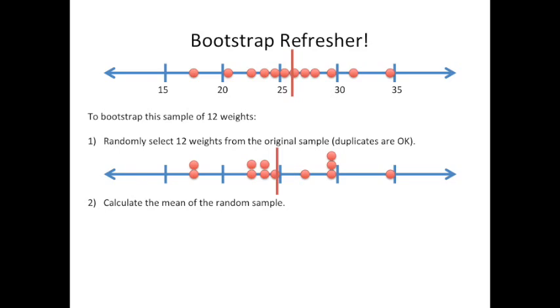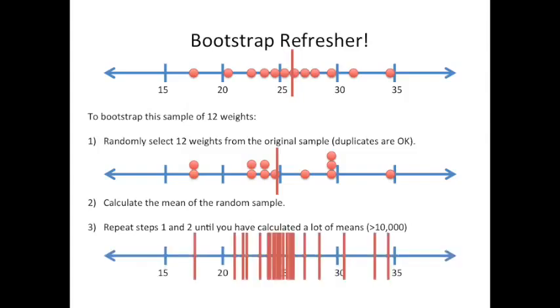Now we calculate the mean of the random sample. After we've calculated the mean of our first random sample, all we have to do is repeat steps 1 and 2 until we've calculated a lot of means, sometimes more than 10,000. And here's what it looks like when we've calculated a lot of means. It's maybe a little fewer than 10,000, but you get the idea. Anyway, that's all there is to bootstrapping.